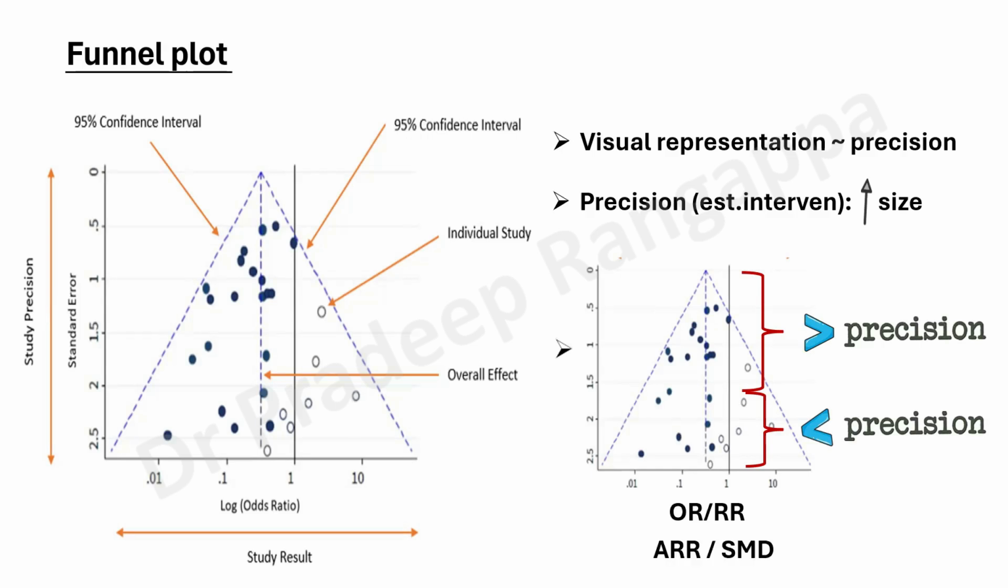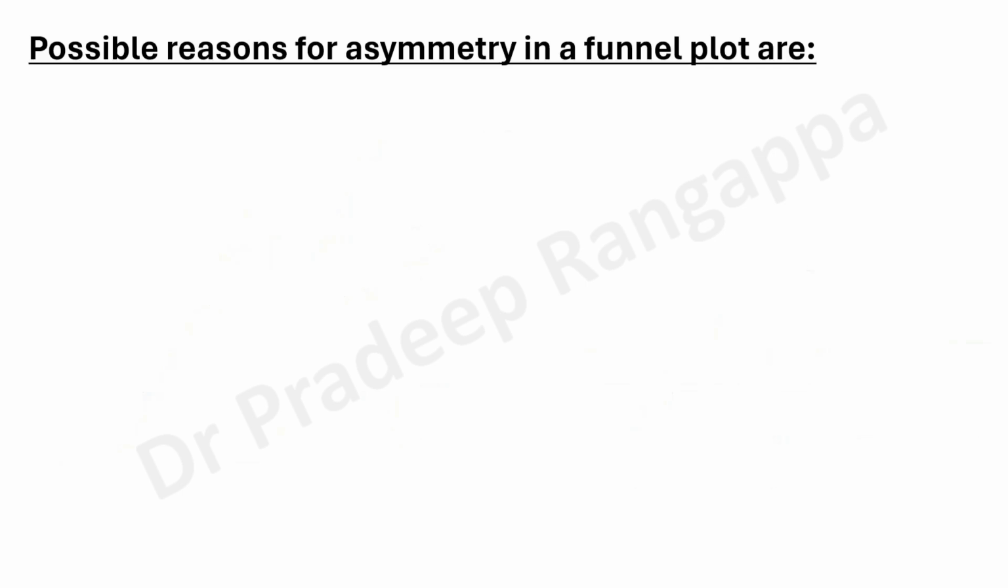And the x-axis here is typical of the forest plot. It represents odds ratio, relative risk, absolute risk reduction, or standardized mean difference. So this is the funnel plot. Very easy, a visual representation of the precision of the study. So that is what you need to keep in mind.